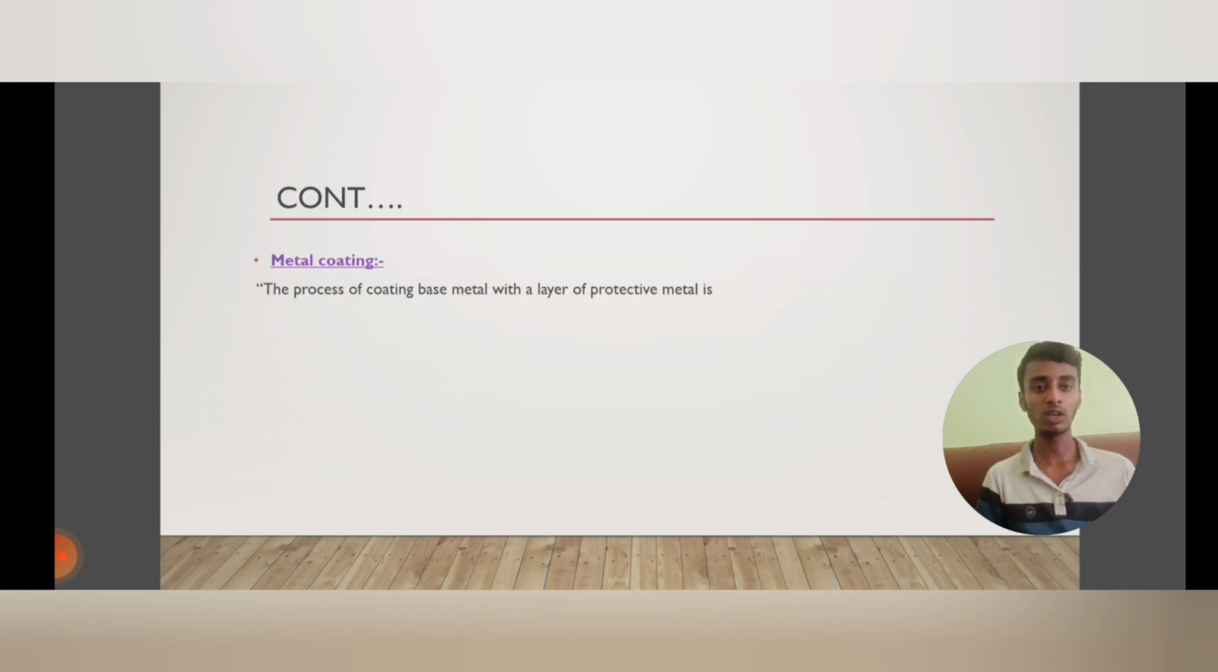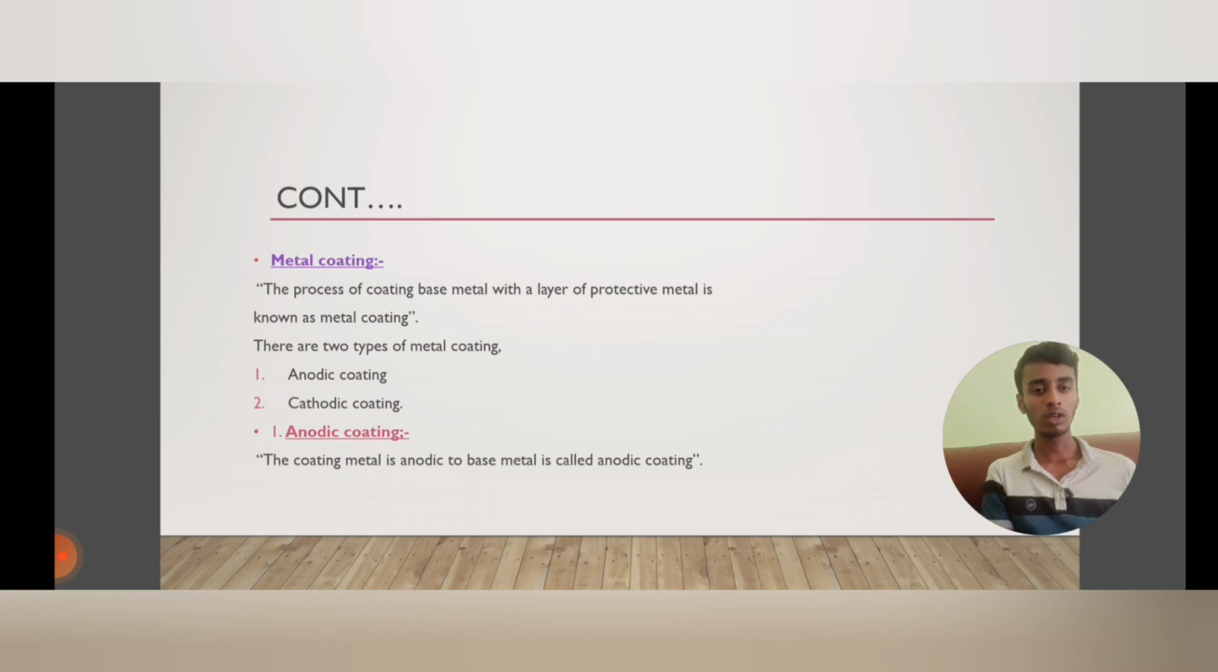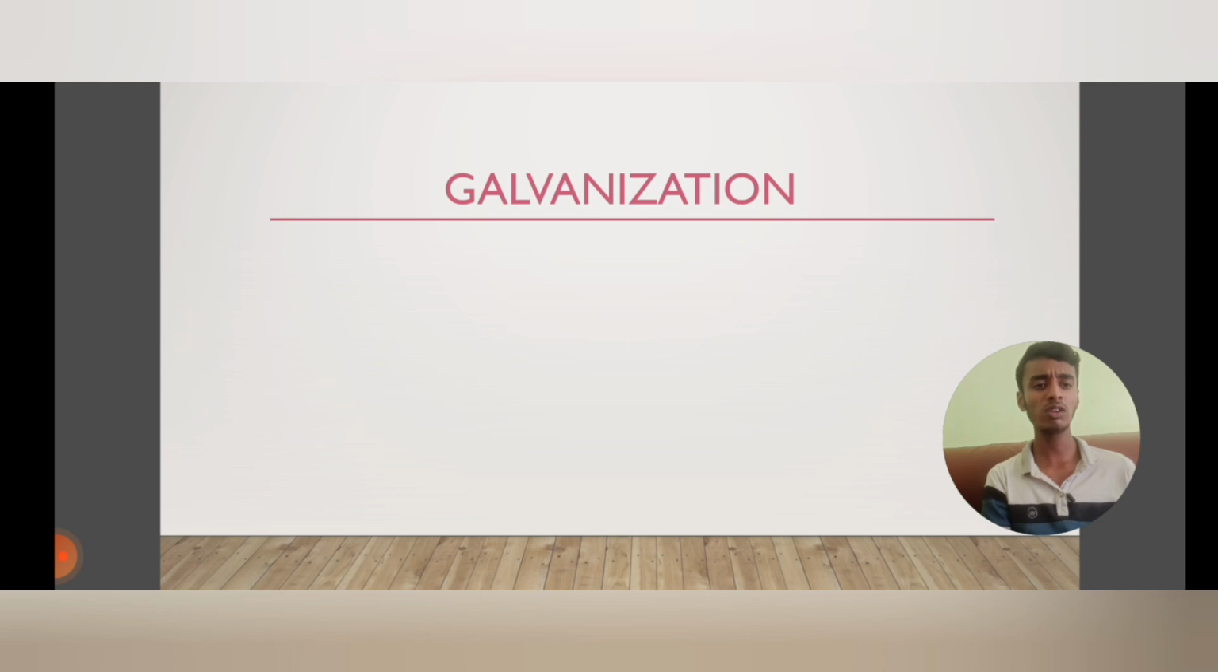First, metallic coating. The process of coating base metal with a layer of protective metal is called metallic coating. There are two types of metallic coating: anodic coating and cathodic coating. First, anodic coating. Anodic coating is nothing but the coating of a metal that is anodic to the base metal. Example is galvanization.